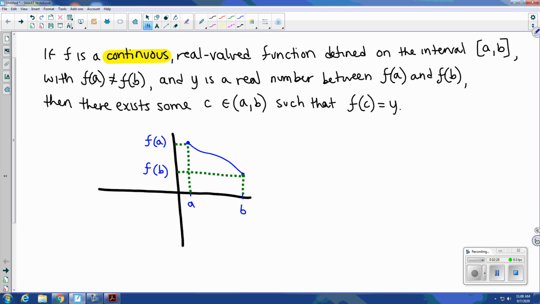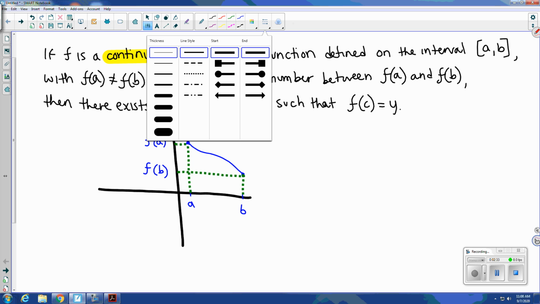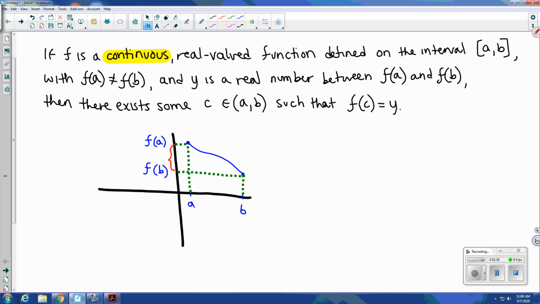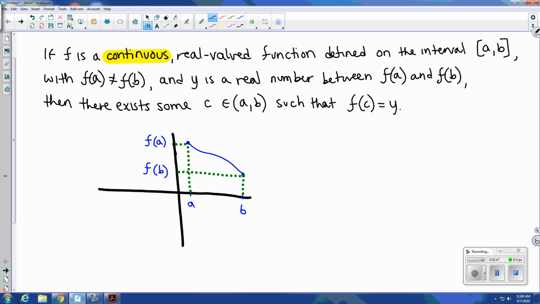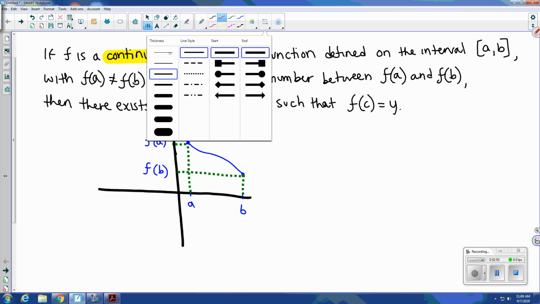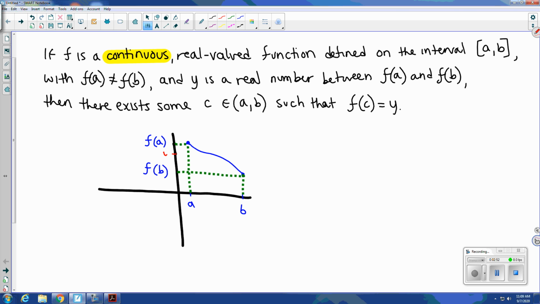They say there's a y between f of a and f of b. So at some point between here and here, there's some number y. Okay, so we can choose any point along that interval to place y. So let's do that. Let me just fill this in again. So let's choose y to be somewhere. Let's say this is y. It says there exists some c that's between a and b such that f of c equals y. So there's some number c between here that if I plug in c, I'll get y.